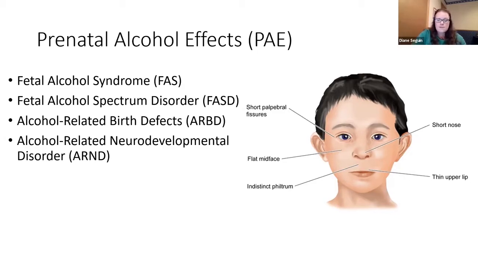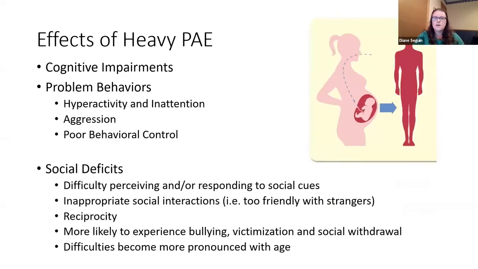With animals, however, they don't get this diagnostic criteria. So a lot of the animal literature uses the term fetal alcohol effects or prenatal alcohol effects, or even just early alcohol exposure. Now, in the last 40 years, we've learned a lot about the effects of heavy prenatal alcohol exposure. These are the effects that we see in children and adults who are born to mothers who drank heavily and consistently throughout their pregnancy.